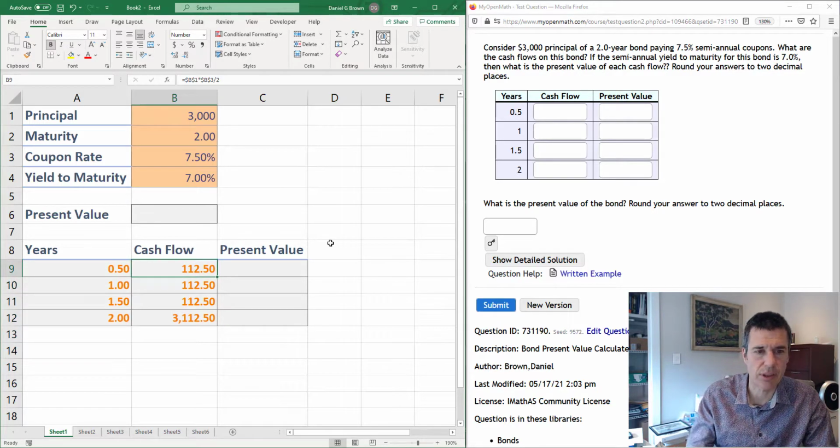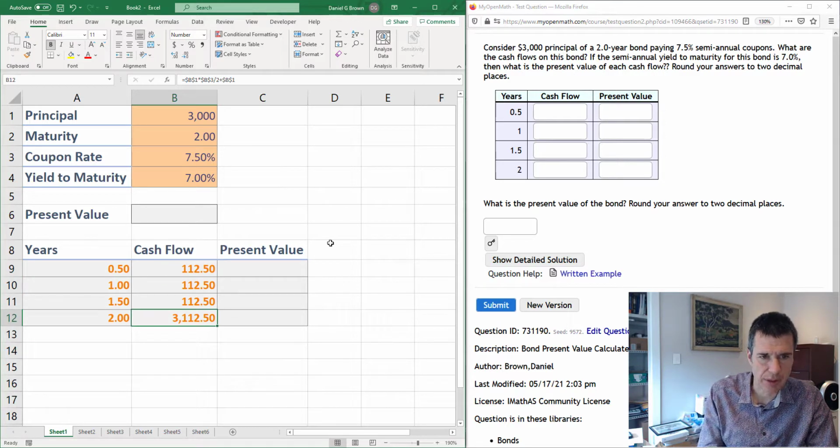So our cash flows are $112.50. Those are our coupons, principal times coupon rate divided by 2. Until the end, the maturity of the bond, 2 years out, we get back $3,000 plus the coupon, so $3,112.50.